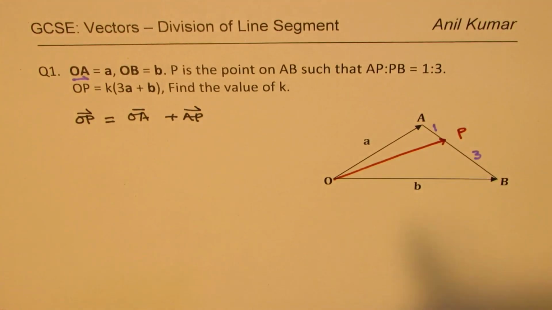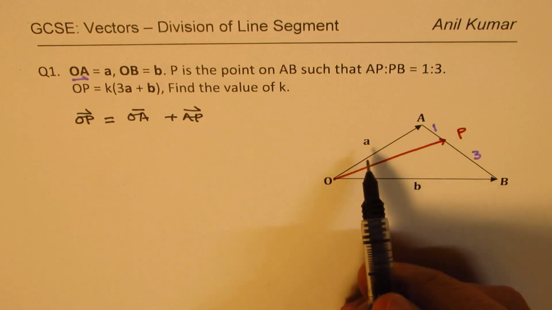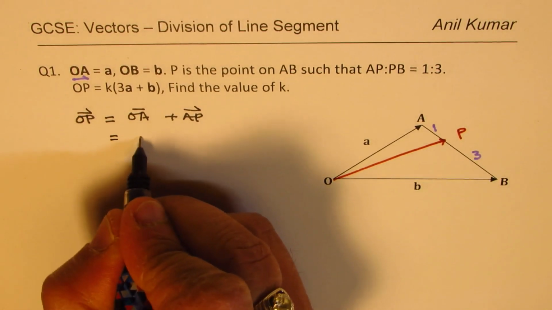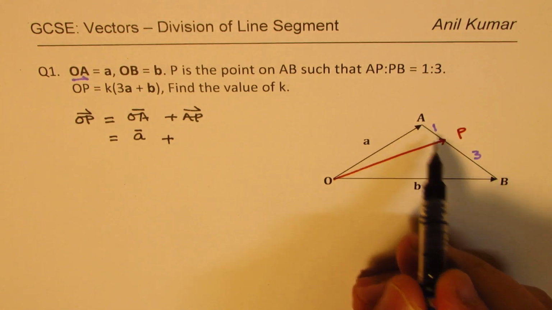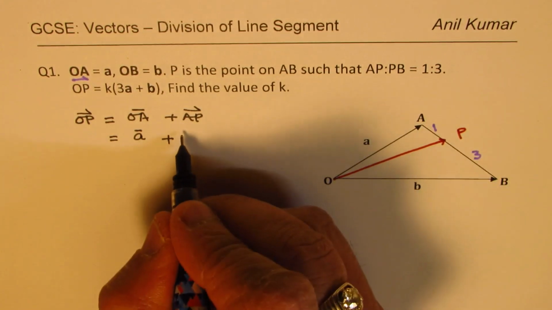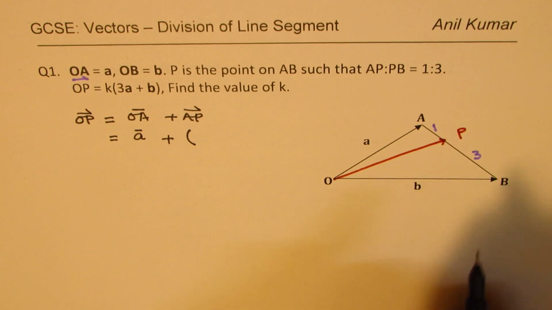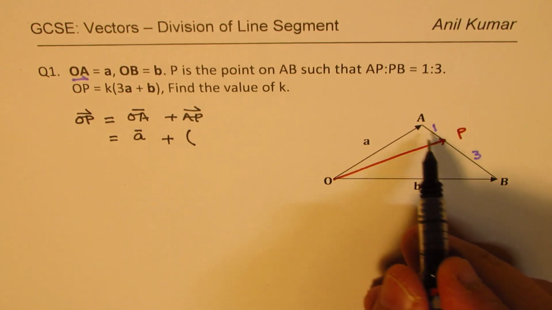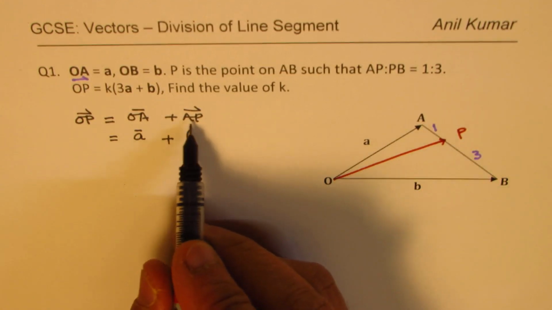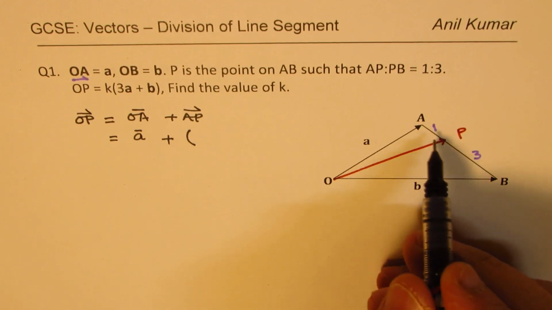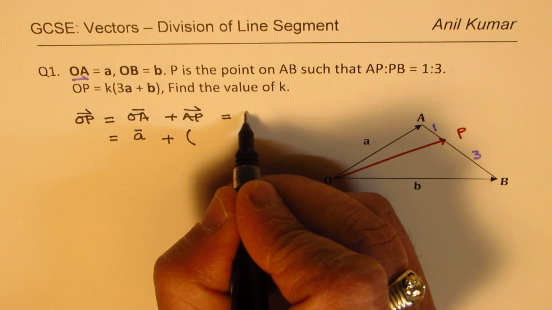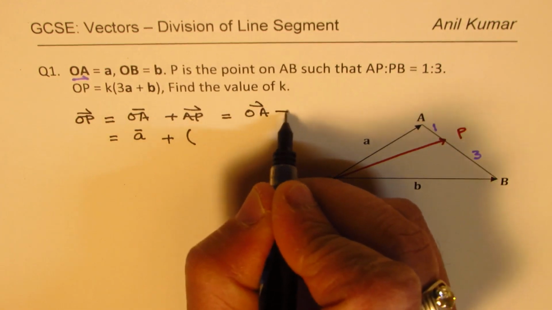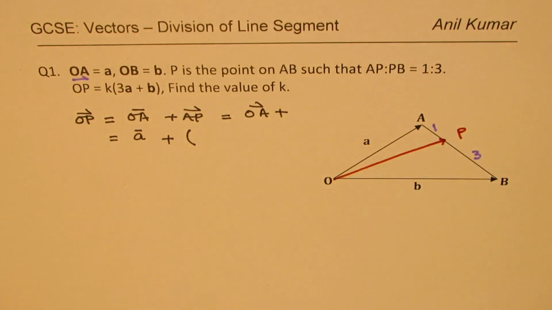Now, vector OA is given to us as A, so I could write this as vector A, plus A to P. What is A to P? A to P is B minus A, and I could write this as 1/3 of that. Actually, let me go one more step here. So we can write this as OA plus A to P.